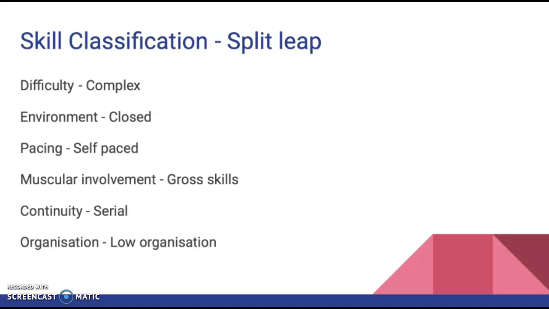For pacing, this will be self-paced, as the performer will control the rate at which they execute the skill. This means some performers may take longer to perform a split leap due to being taller, therefore having longer legs and longer limbs.